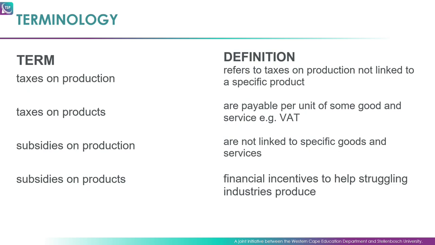Right, we also have taxes on production as well. And please, you must not get confused between taxes on production and taxes on products, right? So your taxes on production refers to taxes on production not linked to a specific product, whereas your taxes on products are payable per unit of some good and service. An example of a tax on product would be your VAT that is payable. There are other taxes on products, such as your import duties as well as your excise duties, otherwise also known as sin taxes.